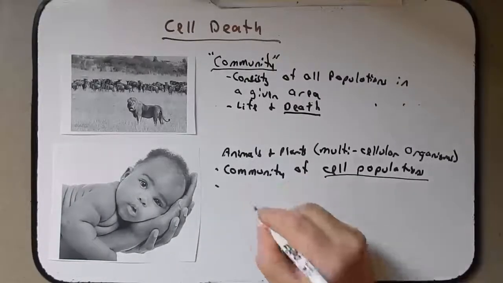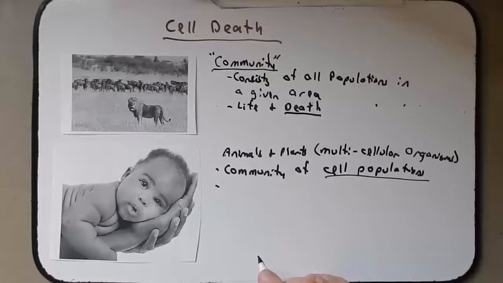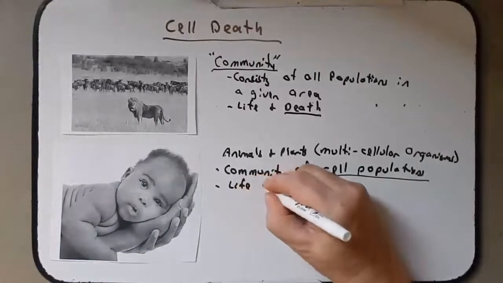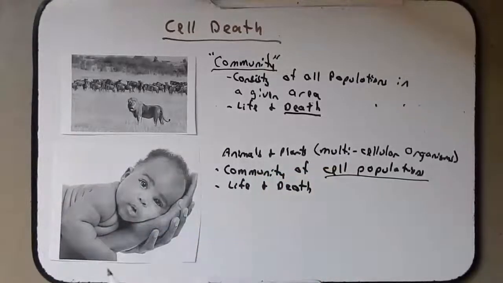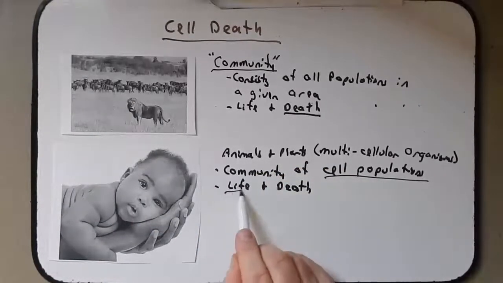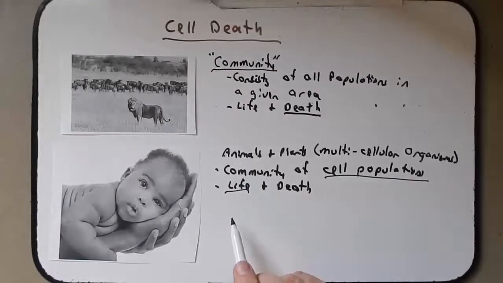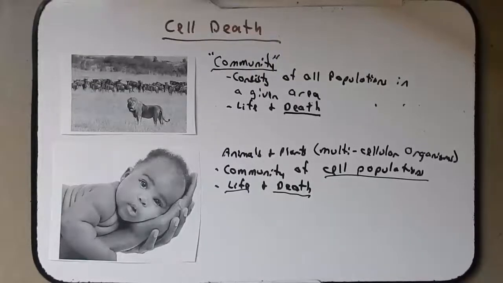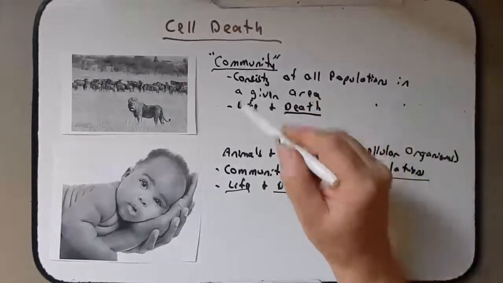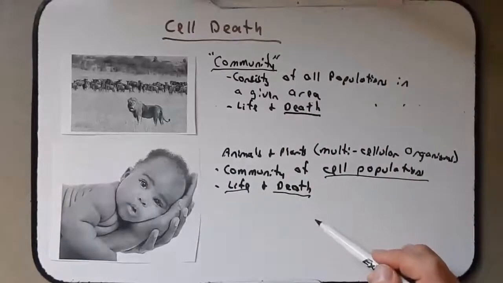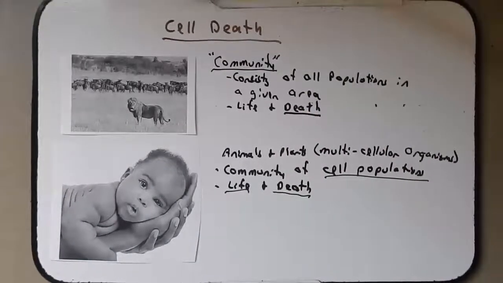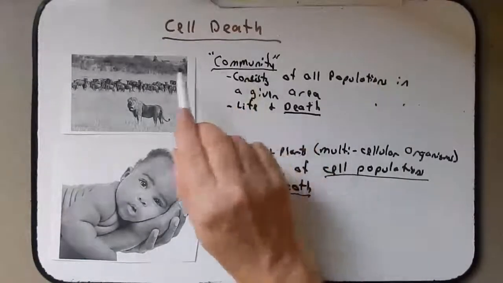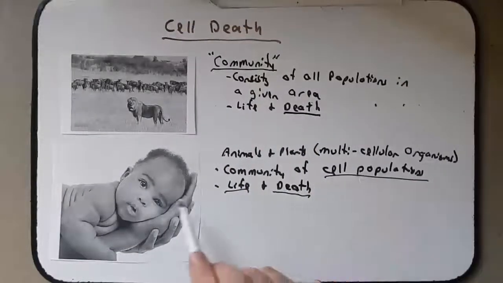In order for this community of cells to survive and to persist, there has to be a balance of life and death. In order for this little baby here to survive, new cells are going to have to form, those cells are going to have to grow, but we're also going to have a decent amount of cell death. So I like this comparison between an ecological community and that of an organism, because there's these similarities between life and death balancing each other for the overall good of the community here, or the cell community in an organism.